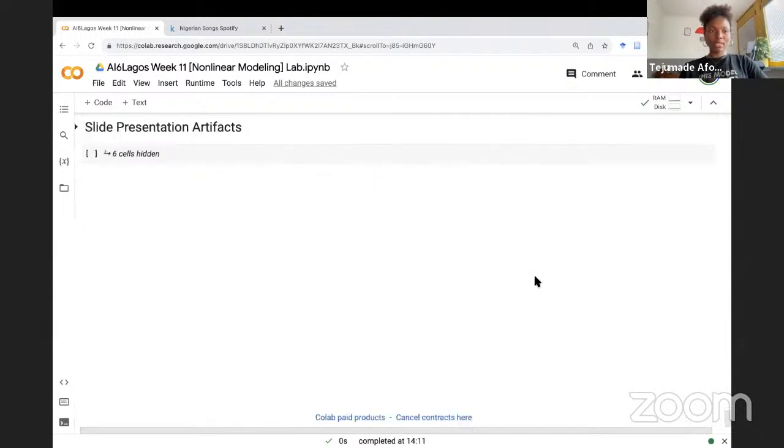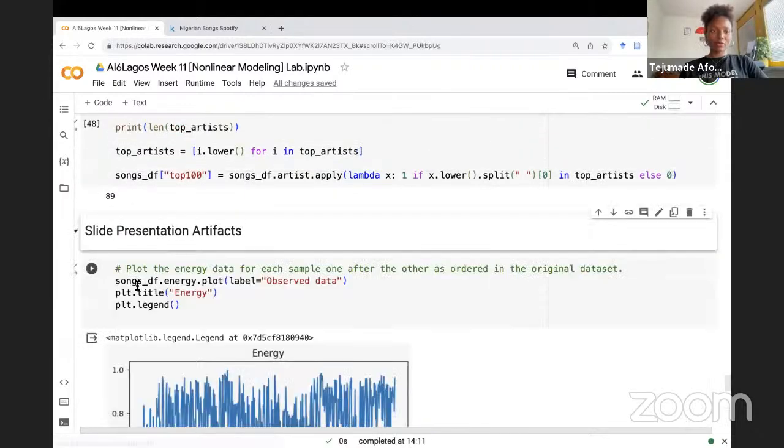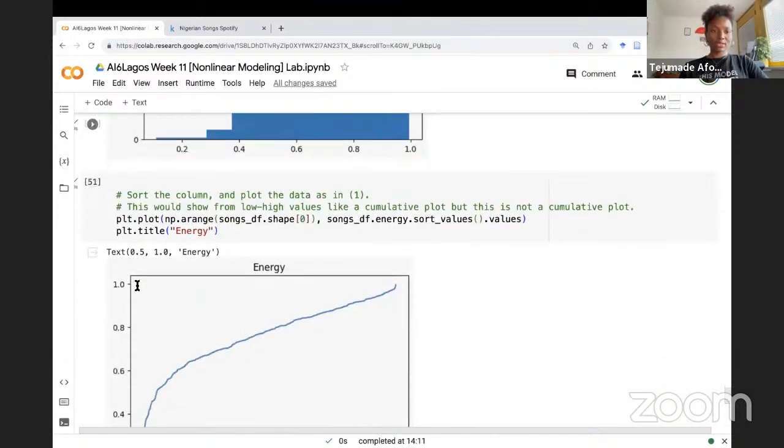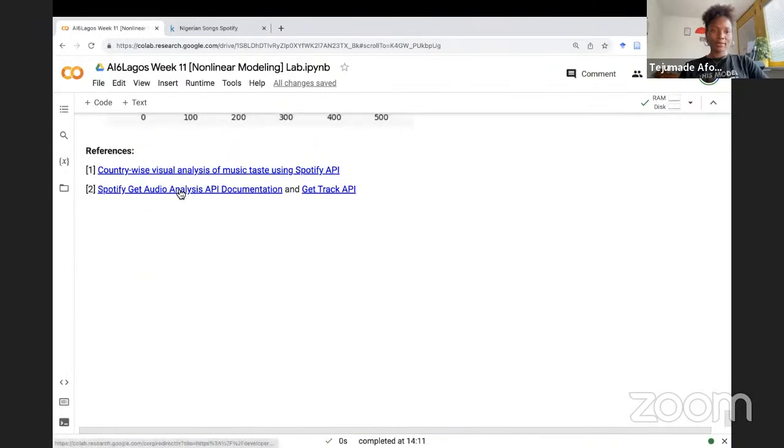Let me just quickly... I didn't think ahead of time. I would have put it somewhere I could find it easily. Okay, yeah, this is it.